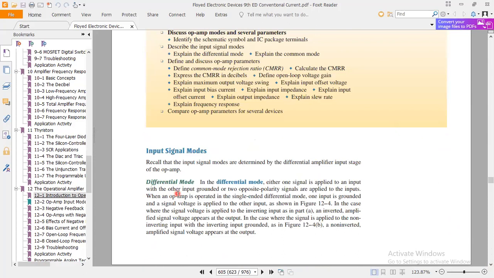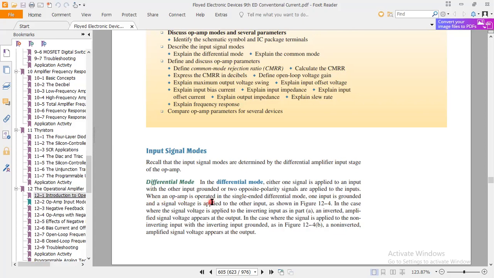Then the differential mode. Op-amps have different kinds of modes, the common mode and the differential mode, because the op-amp works on the difference of the positive input and the negative input. In the differential mode, either one signal is applied to an input with the other input grounded, or two opposite polarity signals are applied to the inputs. Opposite polarity of input means the positive input and the negative input are provided to the op-amp.